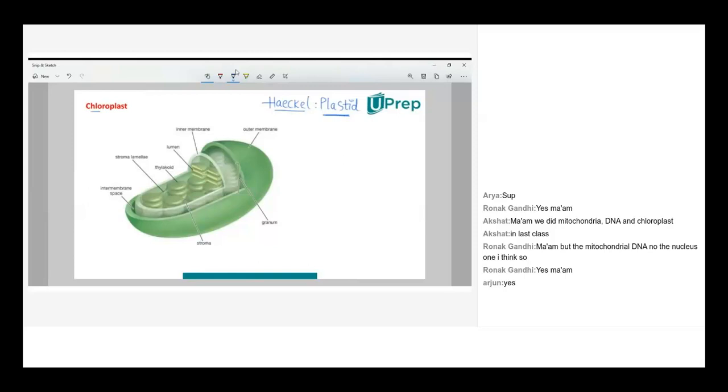Okay, the plastids are classified. The plastids are classified by Schimper, another scientist name. You will be having them only in plant cells.